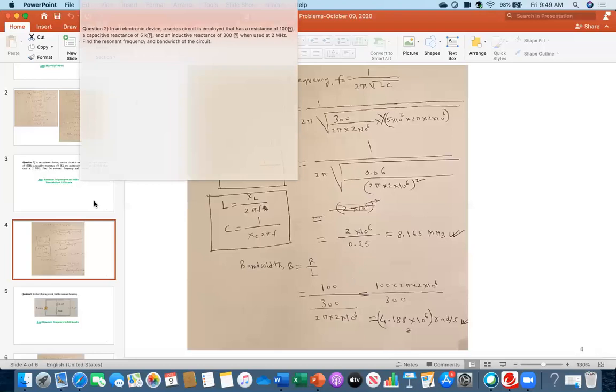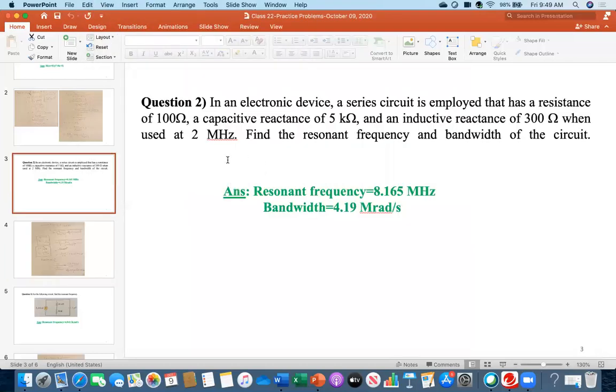Okay. So everybody keep in mind, 2 megahertz is not the omega. That is F. That is the very first thing I told you. Everybody see, the frequency is not omega. It is in terms of F. That's why the unit is hertz. When it is omega, it will always be radian per second. That's why the answer I have expressed is in terms of hertz, megahertz.